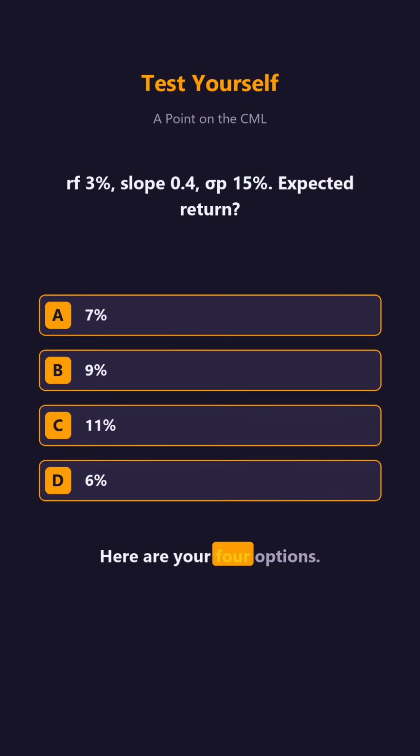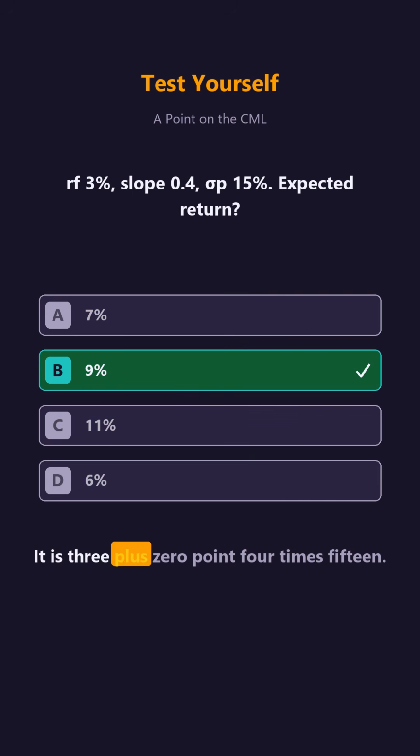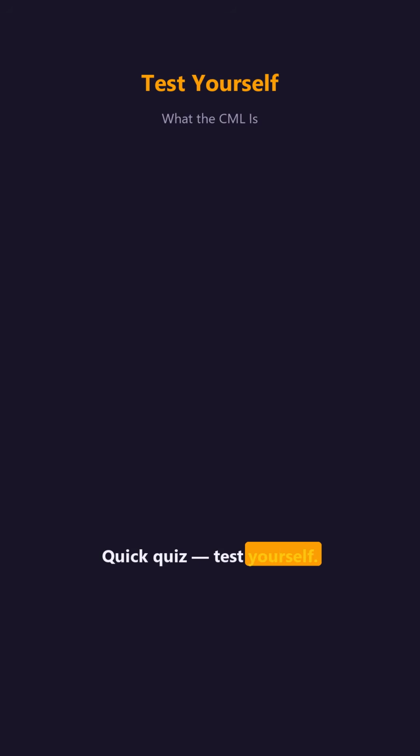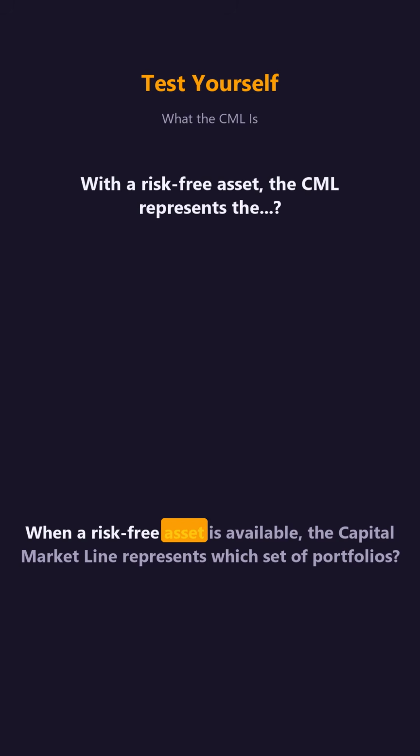Here are your 4 options. Pause the video and solve it now. The correct answer is B, 9%. It is 3 plus 0.4 times 15. Quick quiz, test yourself. When a risk-free asset is available, the capital market line represents which set of portfolios?